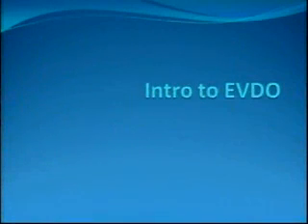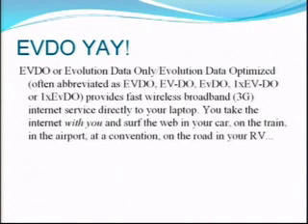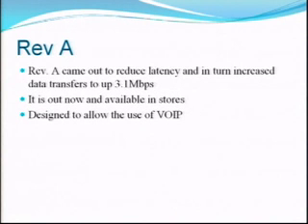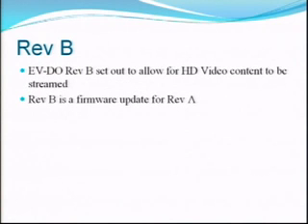We're going to start out with an intro to EVDO. Very basic stuff. Cell phone data. Rev 0 was designed in 1999, 700 kilobits per second. Rev A was done, reduced latency, increased data, and it's available now in stores. Designed to be using VoIP. Rev B was set out for HD content, HD video. That's going to be coming out in 2008.